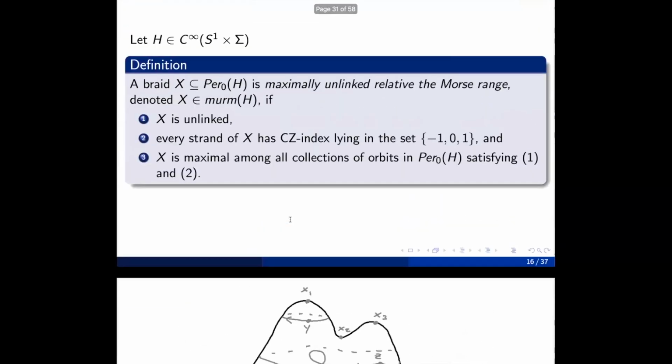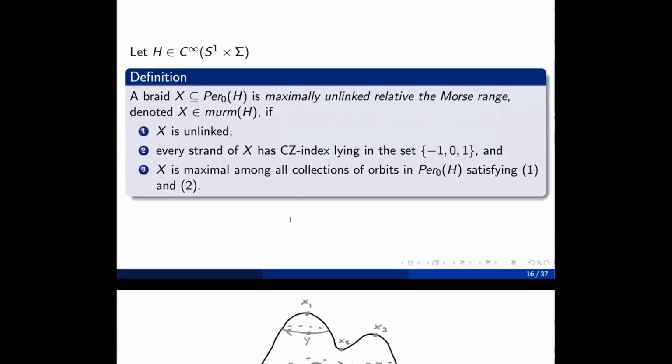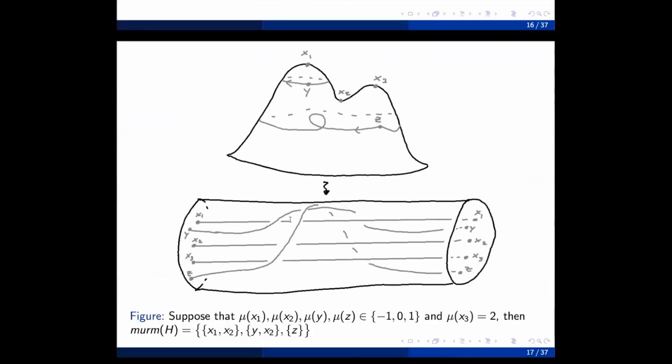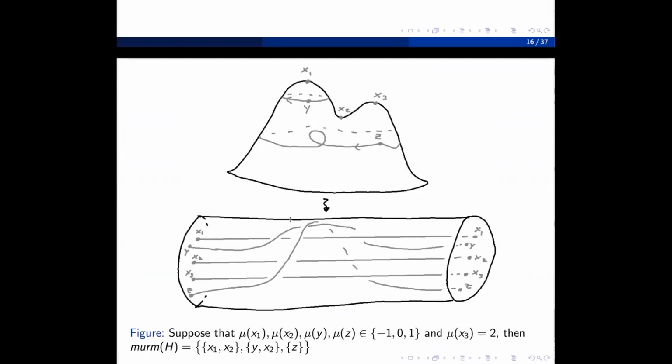And right, another point is just that it's very unclear what the structure of even a merm braid is, right? Like how many orbits there are of things. You don't necessarily have Betti number inequalities if you're not a C2 small Morse function, for instance, on this, right? Okay, this is just sort of a picture that is meant to illustrate some of these concepts.